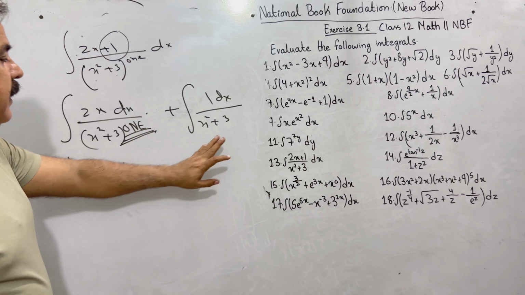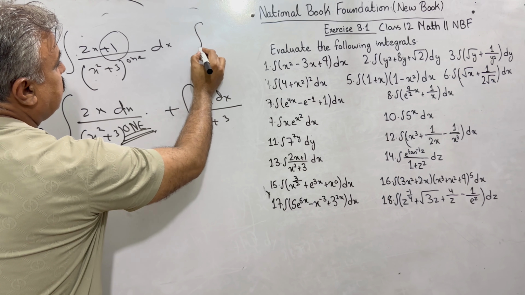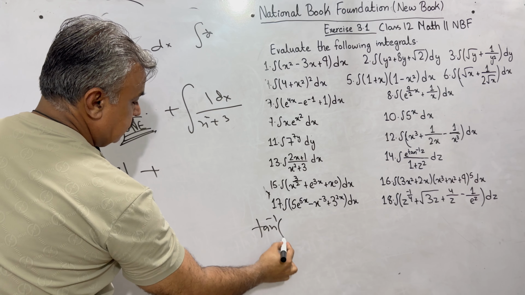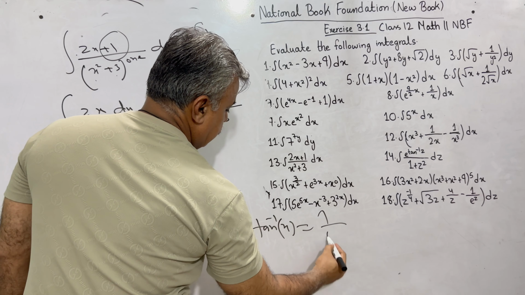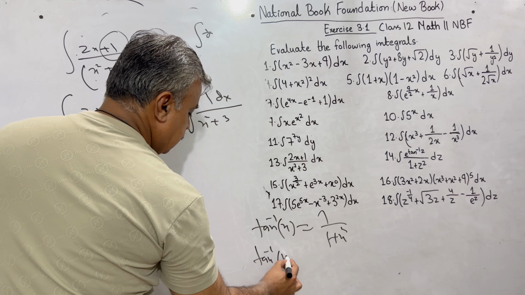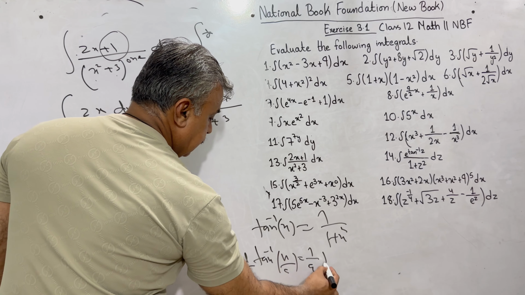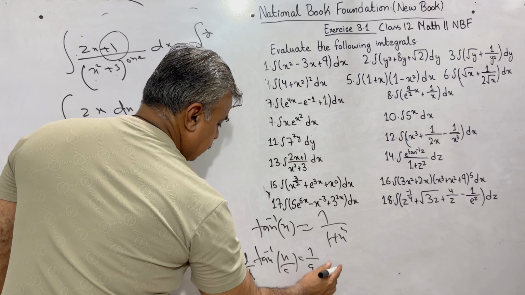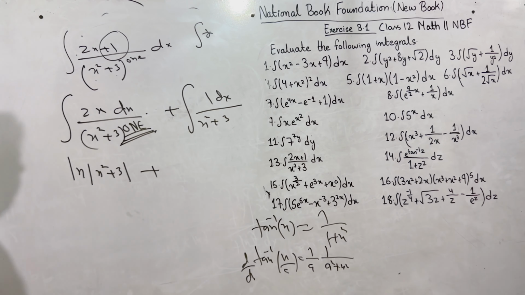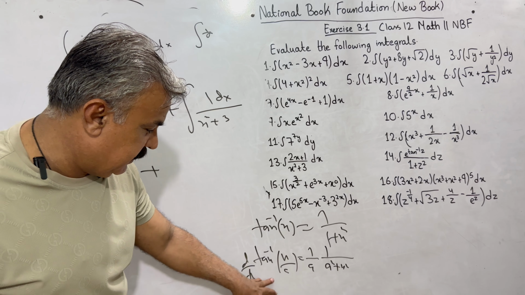Look here. You are familiar with the differentiation of tan inverse x? That is 1 upon 1 plus x square, and the integration of 1 over a square plus x square is given by 1 over a tan inverse of x over a. So we have this situation, and its integration must be this.